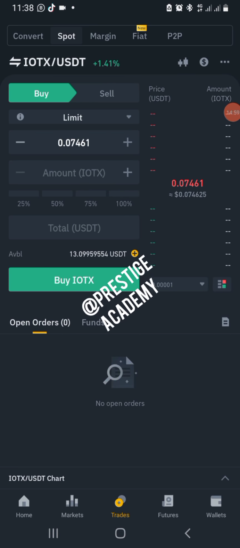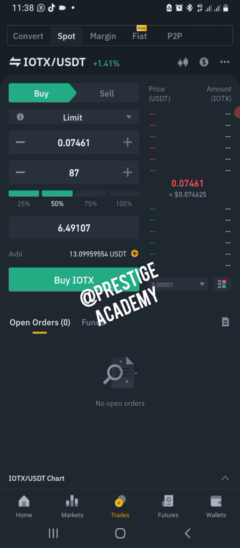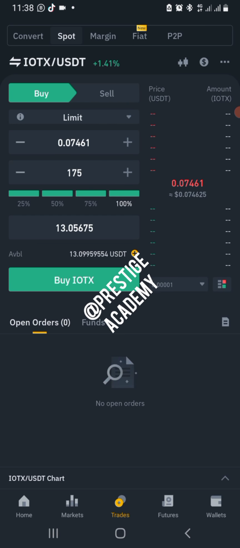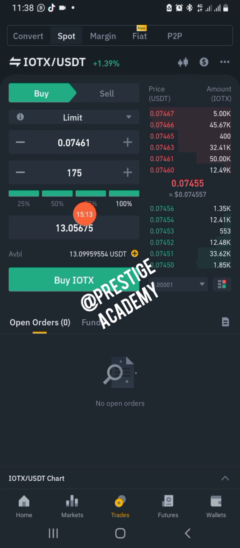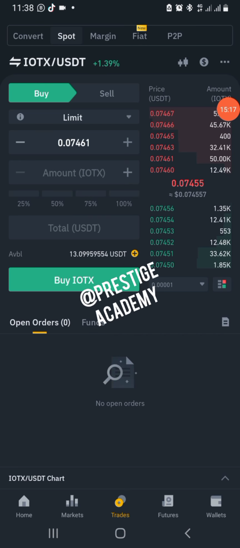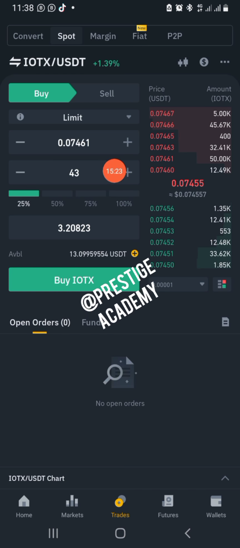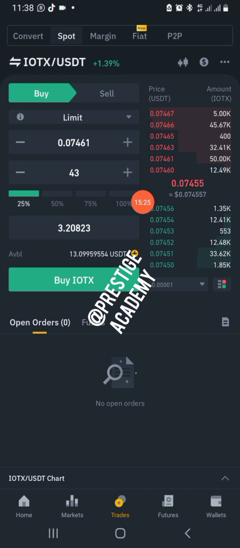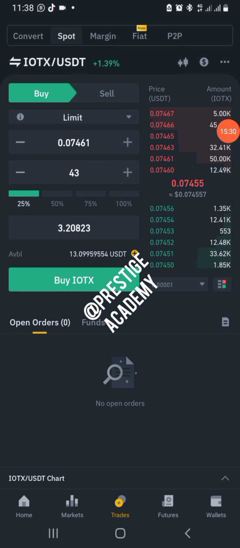Now, 25%, 50%, 75%, 100%. What this simply means, just like in futures, is how many percent of what you have on your margin you want to use to buy this coin. That's what it means. Now let's use 25% and see what we get. I'm trying to use 25% of what I have on my margin, and 25% of what I have on my margin is just 3.208 USDT.